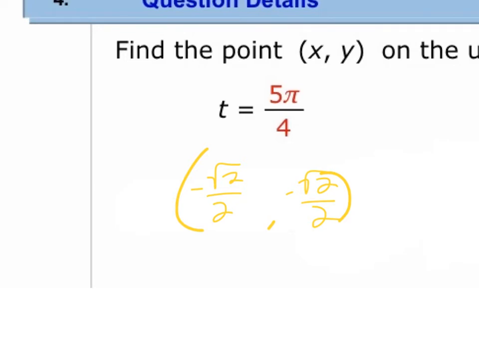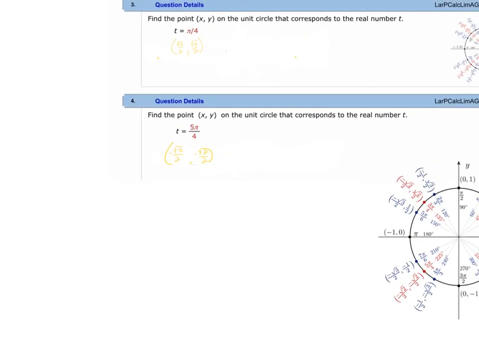So in this case, my sine is what? Negative root 2 over 2. What's the cosine? What's the tangent? Positive 1. Because a negative divided by a negative is a positive. Very good. Good job.